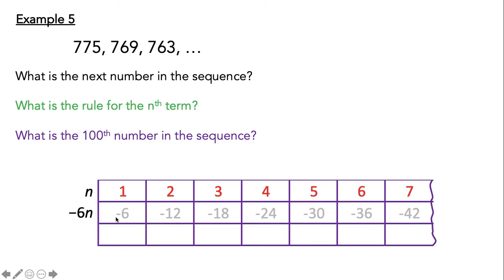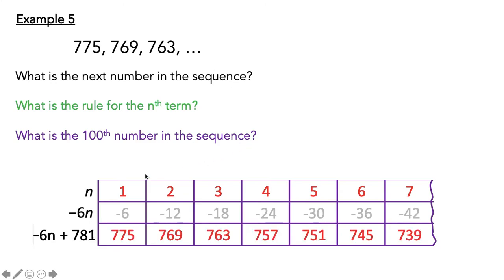If you do minus 6n, you get minus 6, minus 12, minus 18, minus 24. So you do get numbers that go down by 6 every time, but they're nowhere near the numbers we want. So what we need to do is add something to all of these in order to make them match up with all of these.